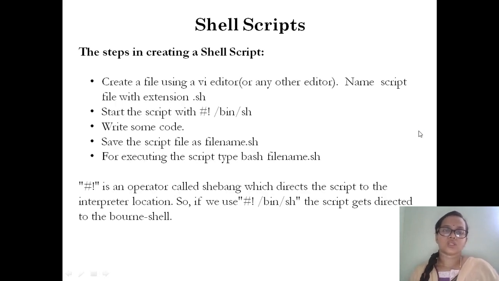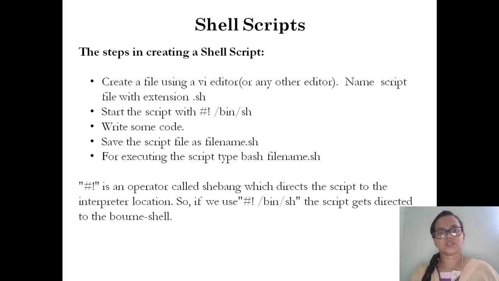Okay, then what are all the steps which we are using in order to create a shell script? So in order to create a shell script, first and foremost you have to create a file using a VI editor, with the file extension .sh. You have to name it using a .sh extension. Start the script with #!/bin/sh. This is the main thing which you want to use. Write some code and save the script file as whatever the file name .sh.